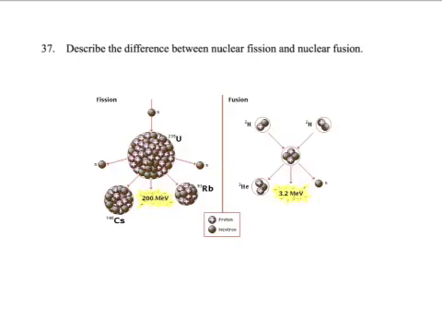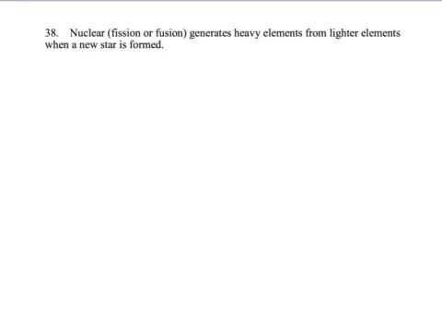Basically, a fusion reaction occurs when you have two smaller nuclei fusing together into a larger, heavier nucleus. So fission is the splitting, fusion is the joining. So large nuclei, small nuclei, splitting apart, putting together. And this would be nuclear fusion, which generates heavy elements from lighter.